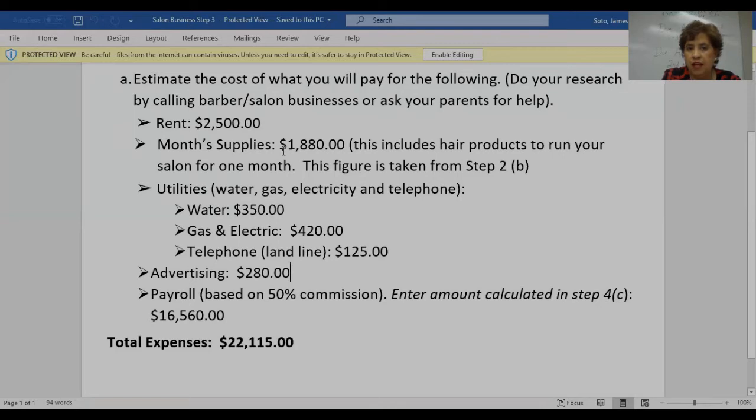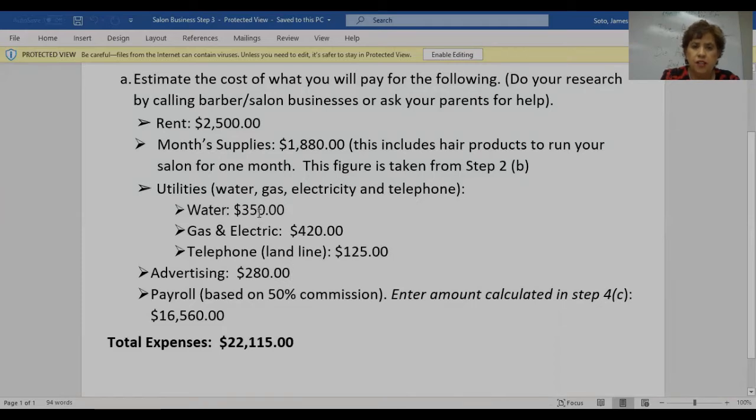My month supplies includes all the hair products that you needed to run your salon for 1 month for every hairdresser that you had there. And this figure is taken from step 2, part B, okay? Then you have your utilities. You have the water, the gas, the electricity, and the telephone.